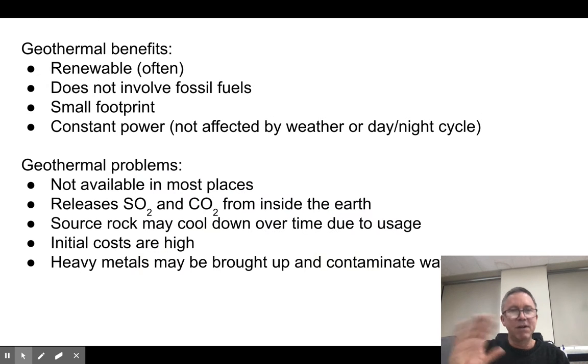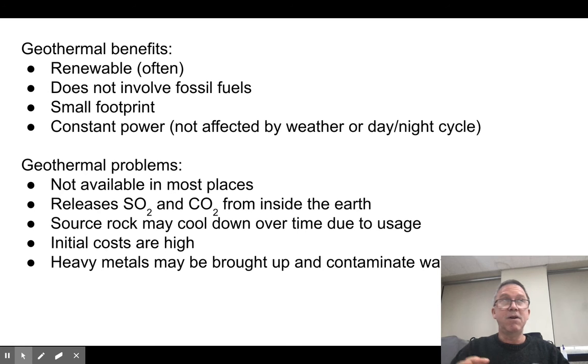Okay, let's just talk about the benefits and drawbacks of geothermal. So the benefits: it's renewable for the most part. In most places, the heat of the earth is never going to cool down. I mean, humans will either go extinct or evolve into something else long before the world runs out of heat. The world's going to last a long time, okay? But the thing is, in some places the rock cools down, so that may not work, okay? But it's essentially renewable.